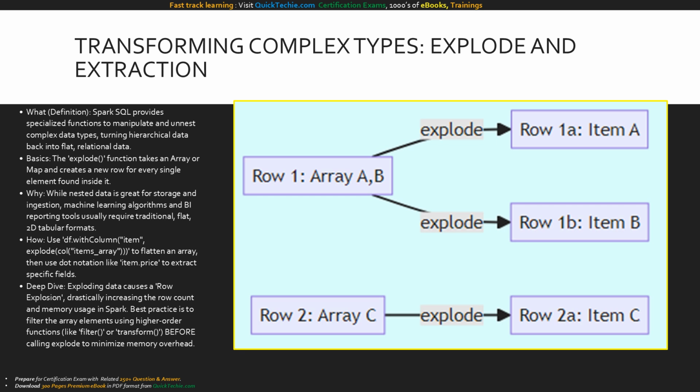Row 2 simply maps to row 2A for item C. We went from 2 rows of input to 3 rows of output. This flattens the hierarchy, making it instantly compatible with standard SQL aggregations and grouping operations.